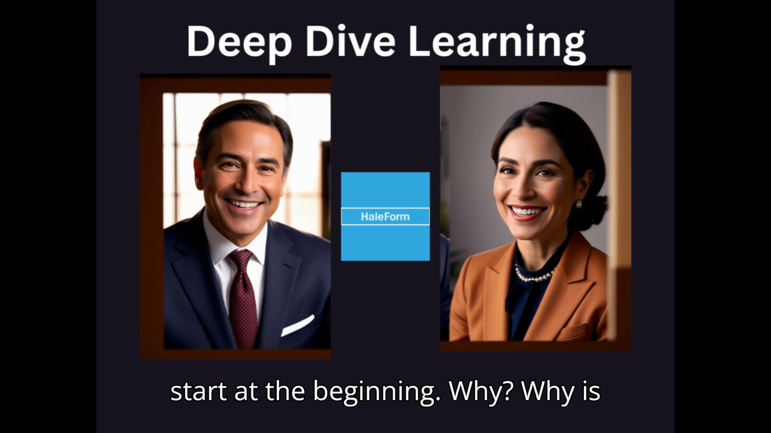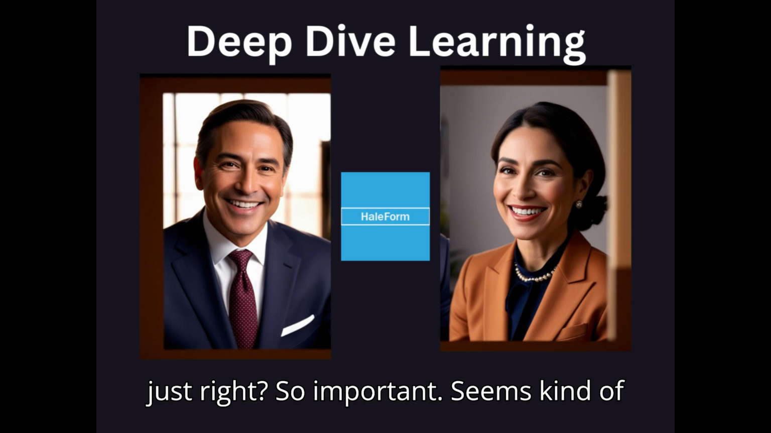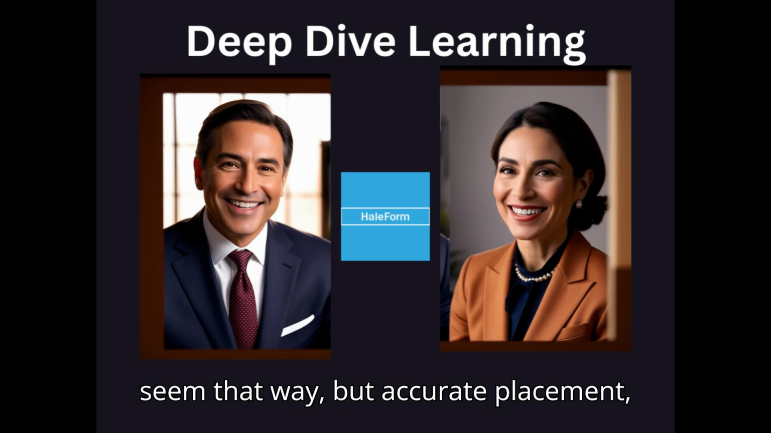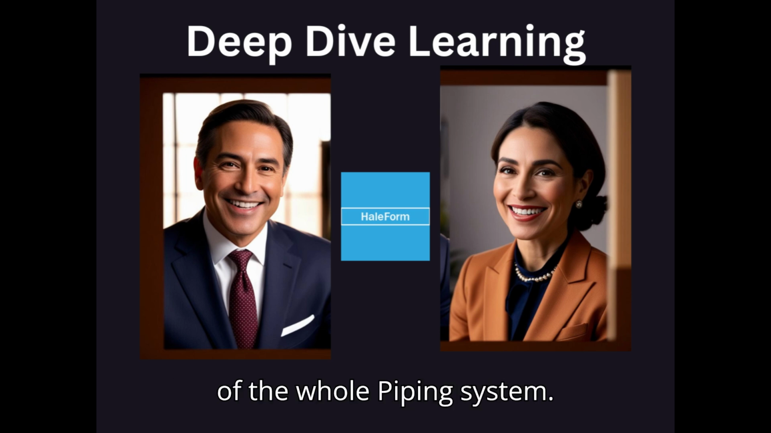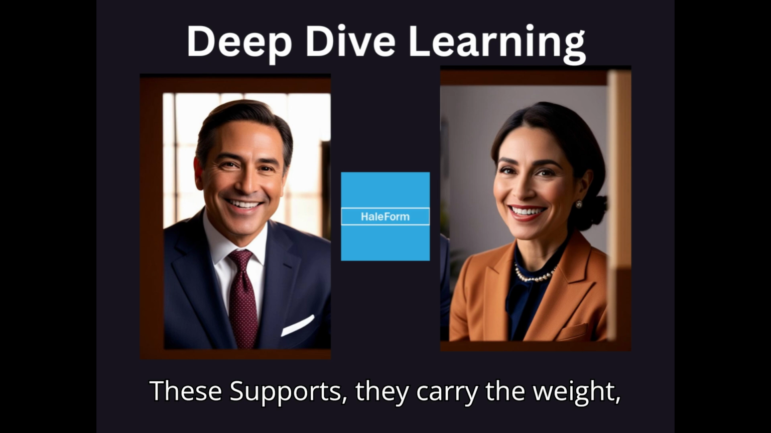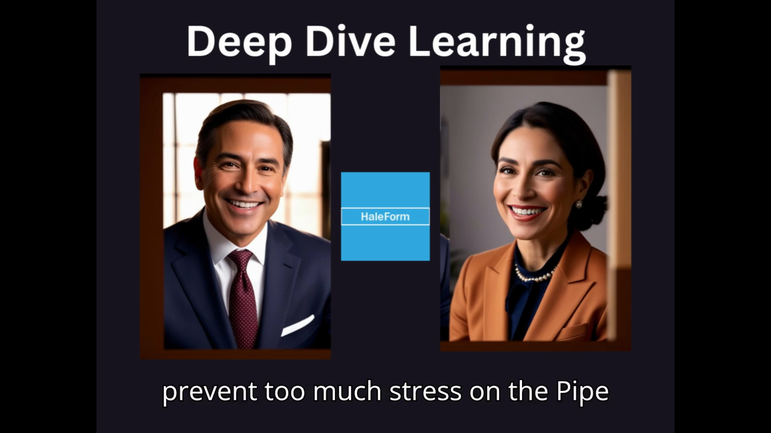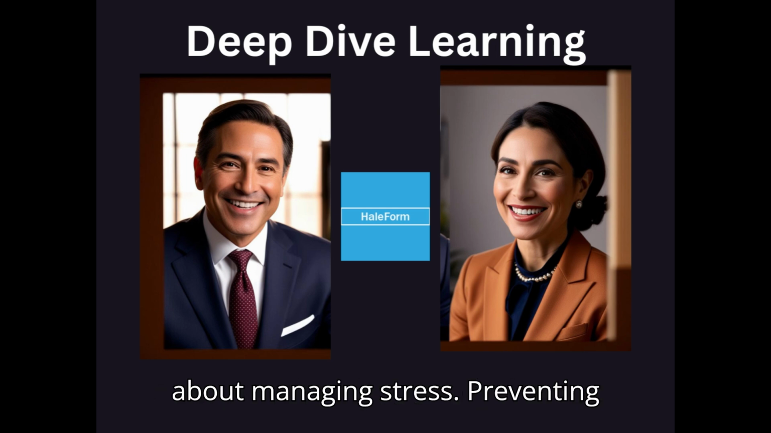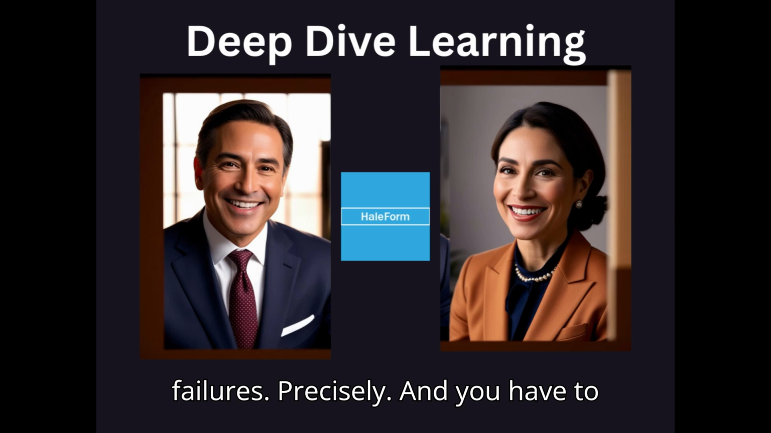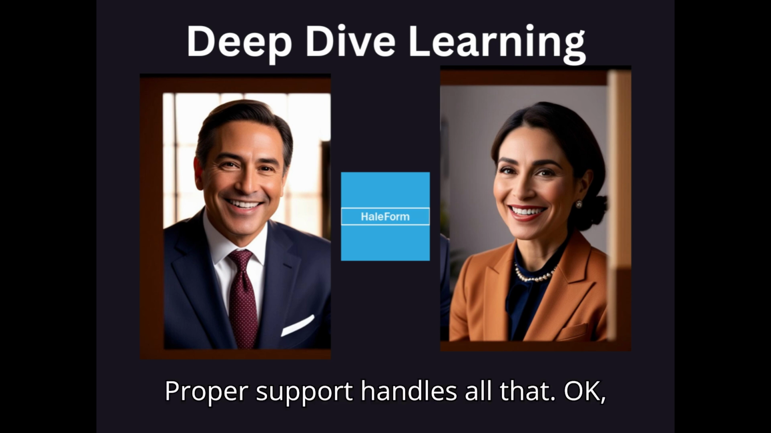Okay, so let's start at the beginning. Why is getting these hangers and supports placed just right so important? Seems kind of straightforward sometimes. Well, it might seem that way, but accurate placement is absolutely critical. Think about it. It's all about the structural integrity of the whole piping system. Right. These supports carry the weight: the pipe, the fluid, insulation, everything. They prevent too much stress on the pipe itself and also on the equipment it connects to. So it's not just about stopping things from falling down. It's about managing stress, preventing failures. Precisely. And you have to consider things like thermal expansion, vibration. It gets complex. Proper support handles all that.